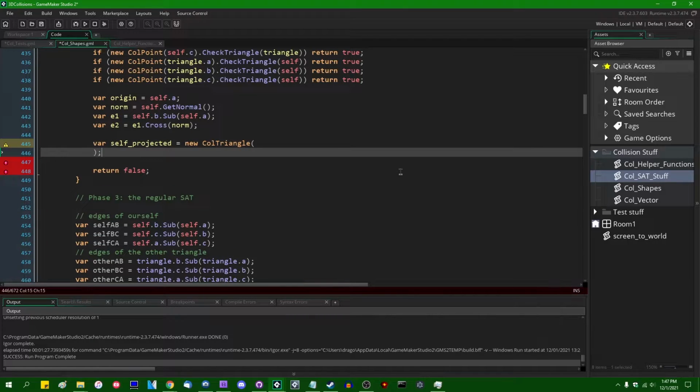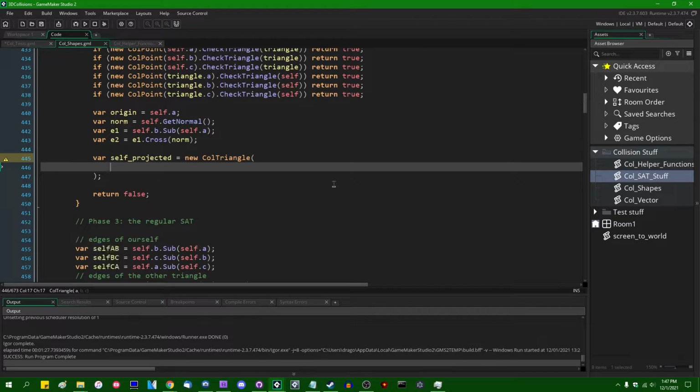And I'm going to break this over multiple lines, because if I were to do it in one line, it would be rather long. The first vertex A is going to be callProjectOntoPlane. The vertex is going to be self.a. The origin is going to be the origin from here. The normal is going to be the normal from up here. E1 and E2.